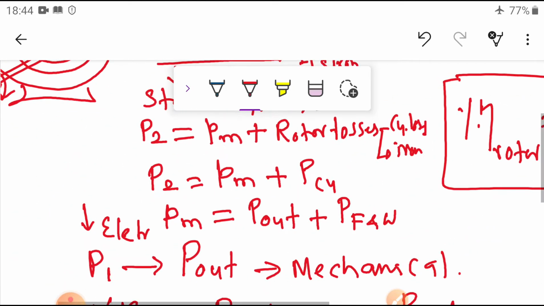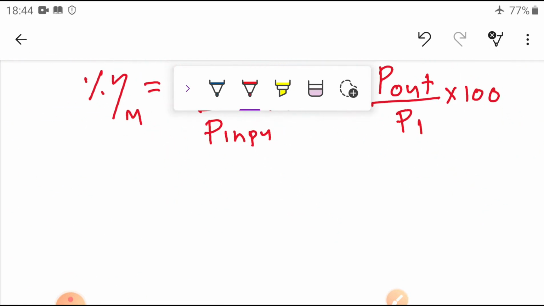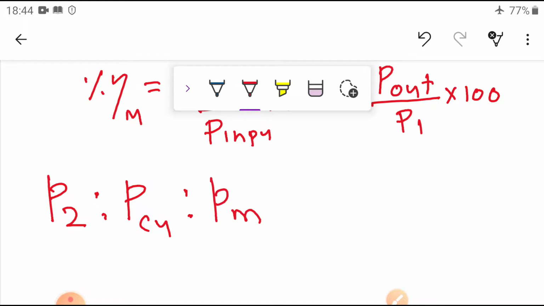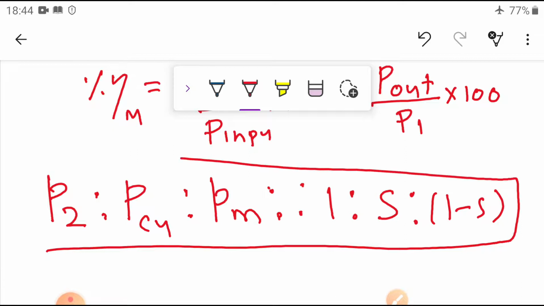At the same time, we have derived one good formula in terms of P2: the input of the rotor is to rotor copper loss is to mechanical energy developed in the rotor, in the ratio 1 is to slip is to 1 minus slip. This is the formula concluded at the final stage. If you know this, you can calculate any problem and find the motor characteristics.